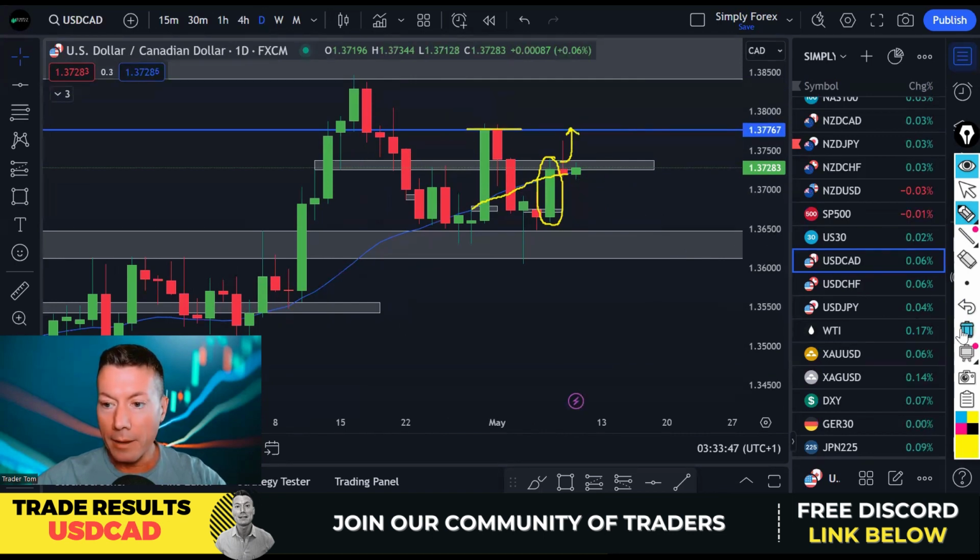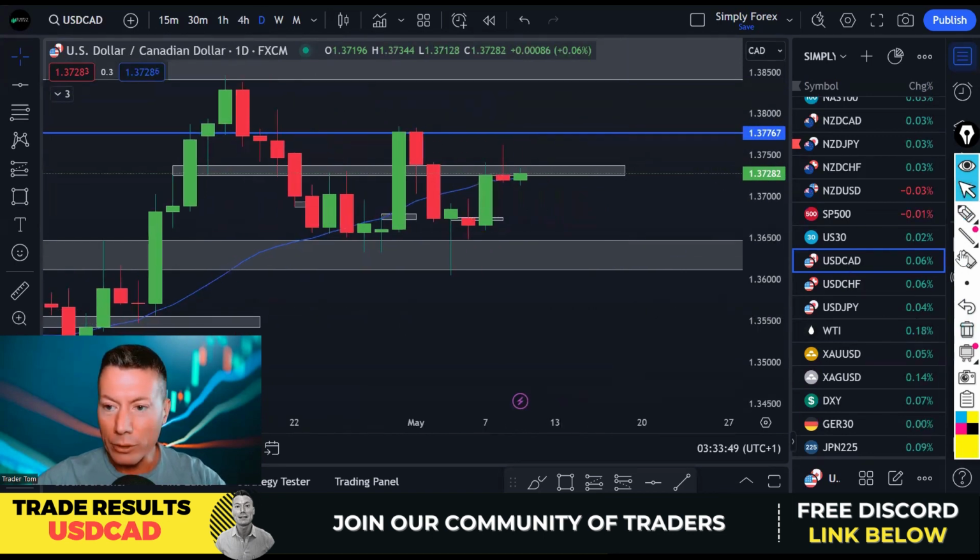Again, guys, just to point out, if I see a candle like this, I'm not interested in buying this anymore. Remember, I'm an intraday trader. I'm looking for trades for that day. If I see a candle like this, my view of US dollar, Canadian dollar changes. I'm no longer interested in buying.